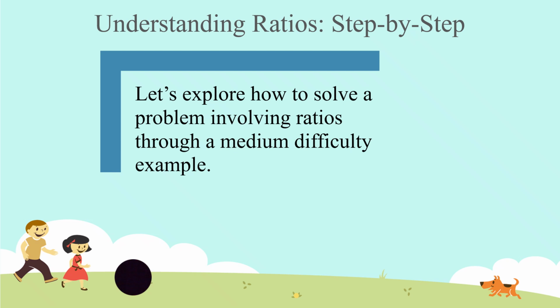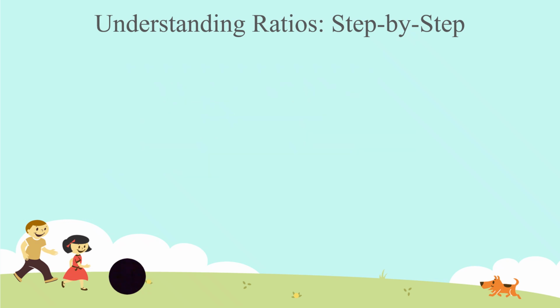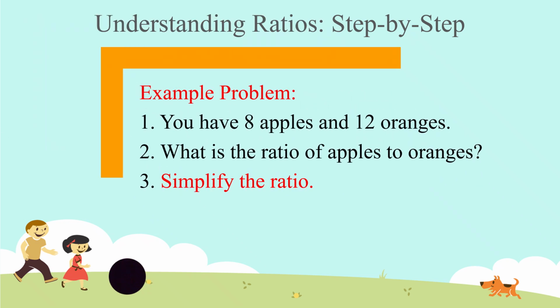Let's explore how to solve a problem involving ratios through a medium difficulty example. Example problem: 1. You have 8 apples and 12 oranges. 2. What is the ratio of apples to oranges? 3. Simplify the ratio.